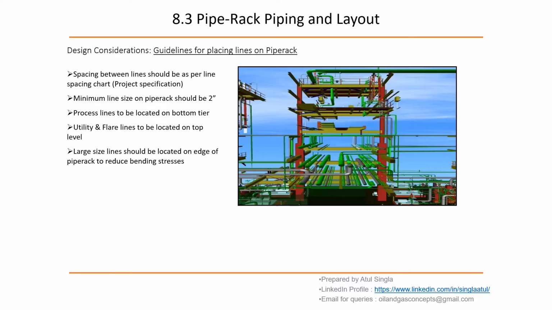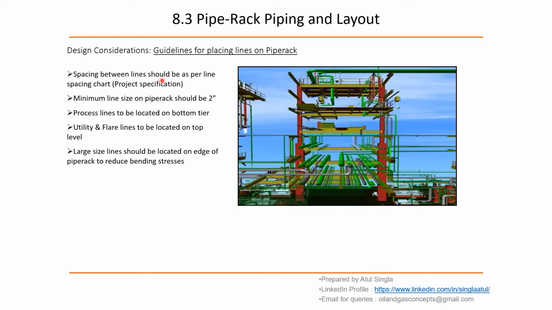This is a typical cross section of any pipe rack. In this picture we have 1, 2, 3 and 4 tiers, and one platform at the top. This is a typical arrangement for a pipe rack. So what are the basic things we need to take care of?